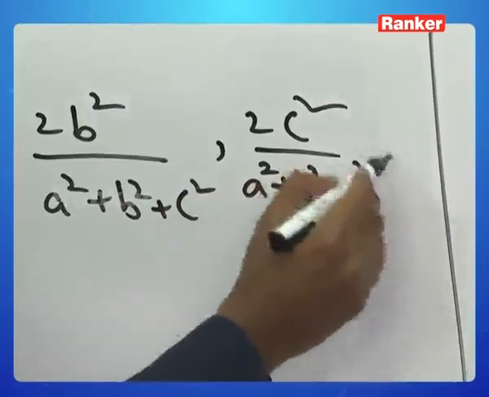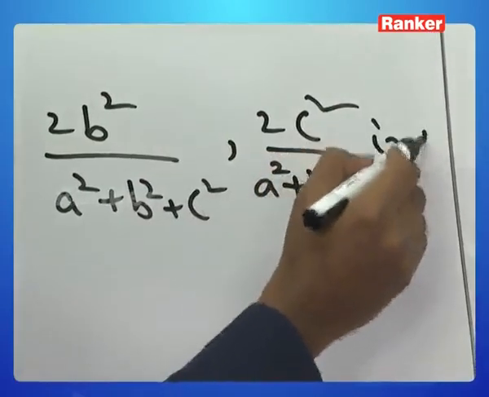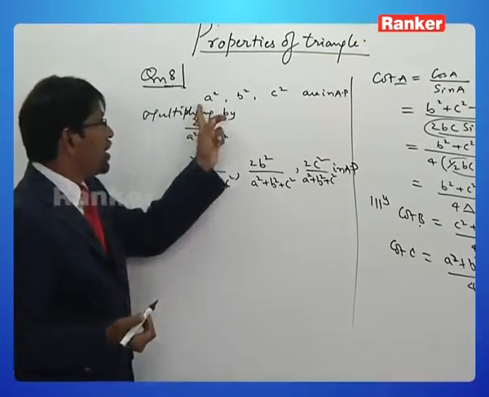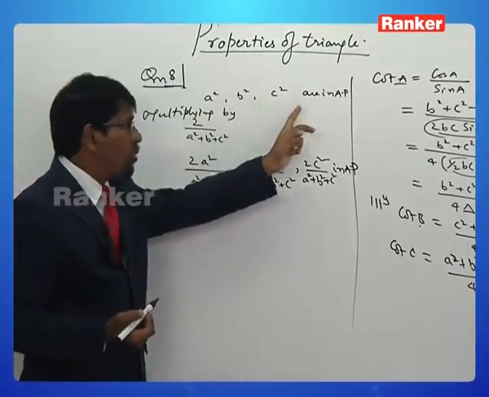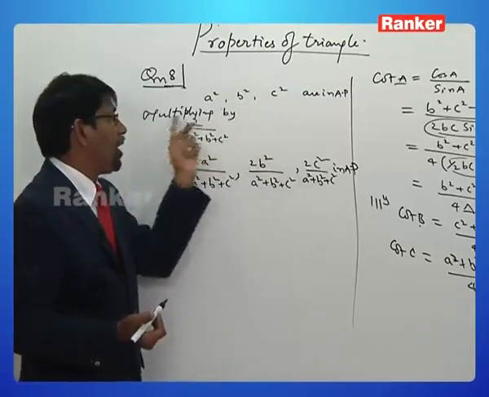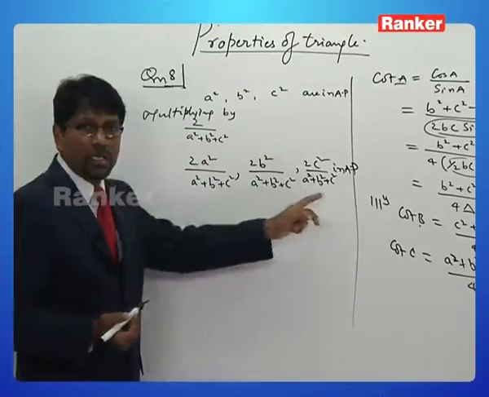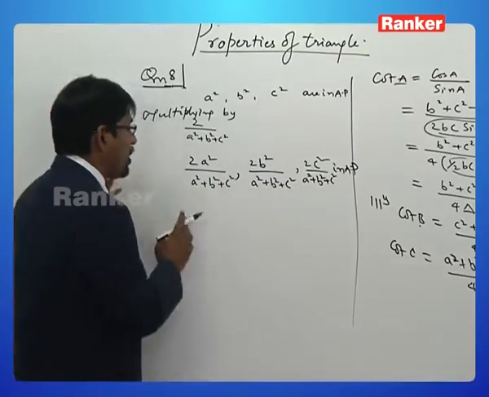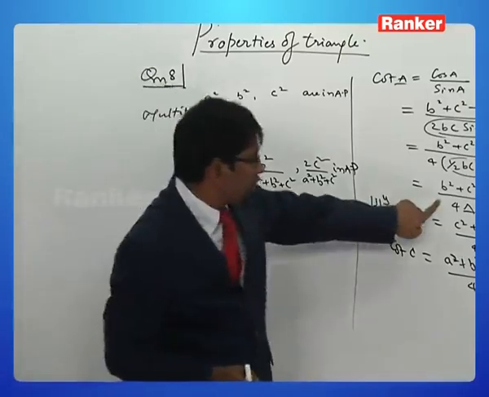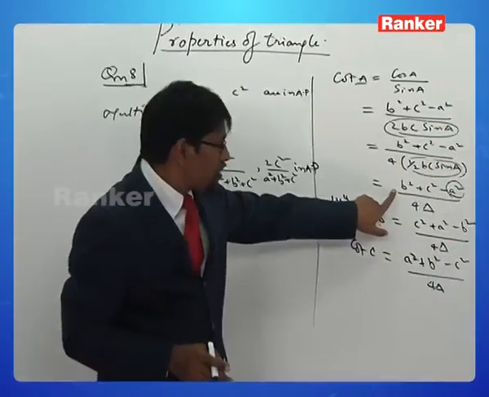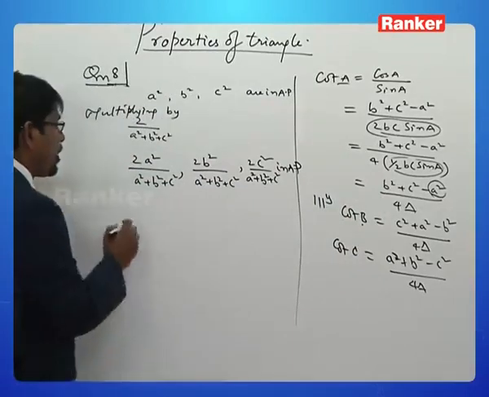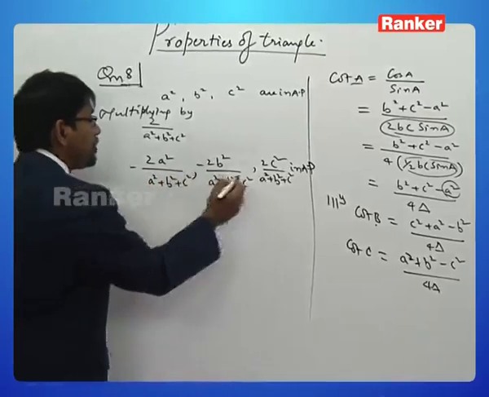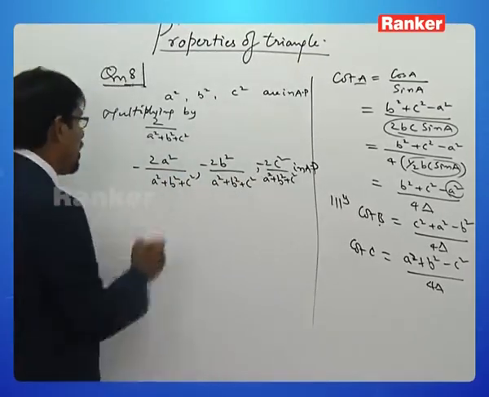Will it again be in AP? Yes, it will be in AP. So, it is again in arithmetic progression. That is, we started with A square, B square, C square in AP. If you multiply by any constant, the resulting series will also be in arithmetic progression. So, now how do we obtain the B square plus C square minus A square expression? We will multiply by a minus sign, that will still be in AP. We will add a 1 to each of them.